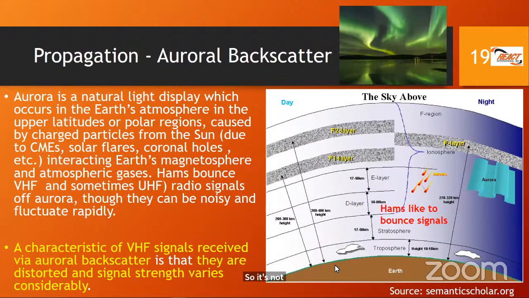And that's why hams like to bounce our signals off of things to get the message there, to get the signal there. So this diagram here shows the aurora in the sky, and we on Earth here sending our signal to it, bouncing it off of the aurora and dropping it back down, if you could visualize that. So auroral backscatter, it's called.